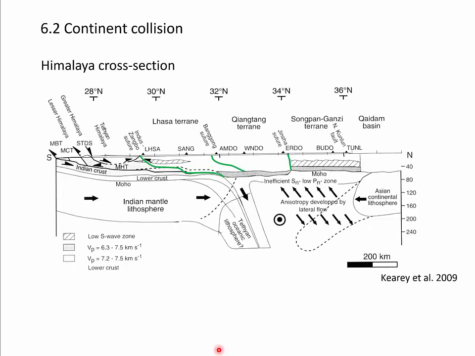Here we see a more detailed cross-section through the Himalayas. We see from south to north the main Indian lithosphere with the crust and the lithospheric mantle. We see the different terrains, the Lhasa terrain, the Qiangtang terrain, and the Songpan-Ganzi terrain, the former shelf sediments of the traditional old Eurasia. They are separated by major suture zones that we see here in green color.